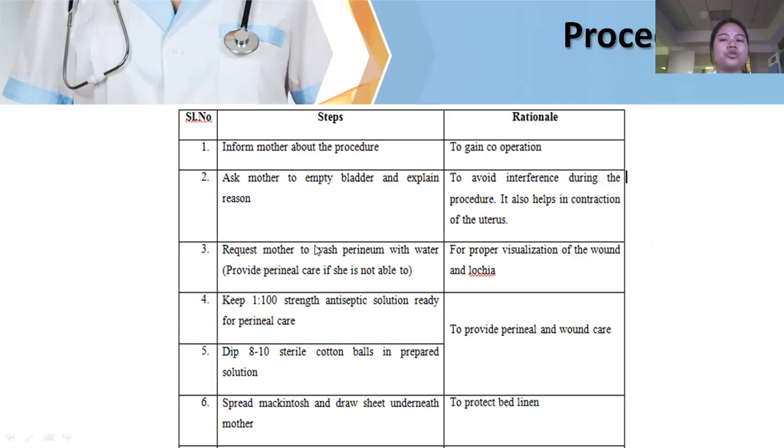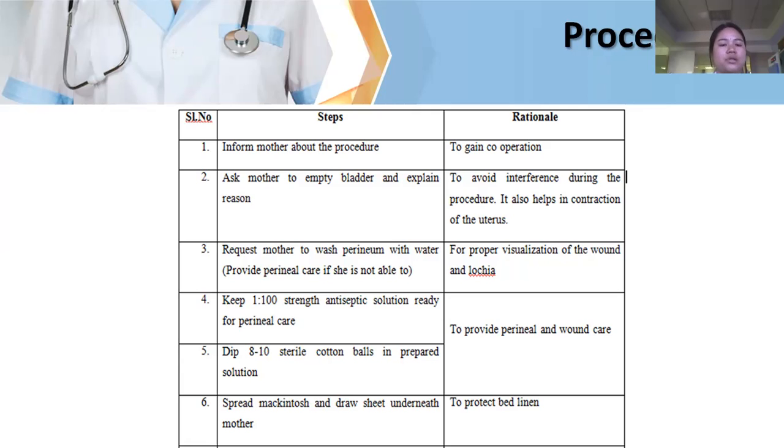So now, what is the procedure of giving the episiotomy wound care? First of all, we have to inform the mother about the procedure. This will help us in gaining cooperation. Then next, ask the mother to empty the bladder and also explain why. This is to avoid interference during the procedure. It also helps in contraction of the uterus.